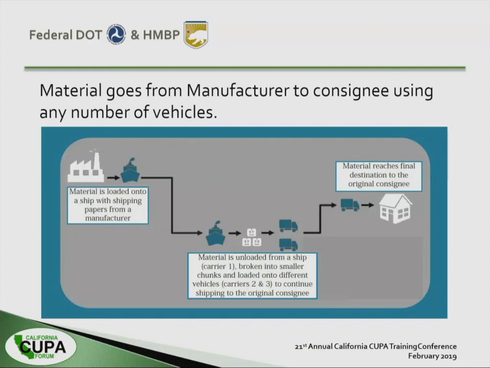So here we go. Material goes from the manufacturer consignee to a port to a logistics area, and then it's divided up, put onto another truck, finally ends up at its final destination. That entire series is not required to be reported as far as hazardous materials. It is all exempted.